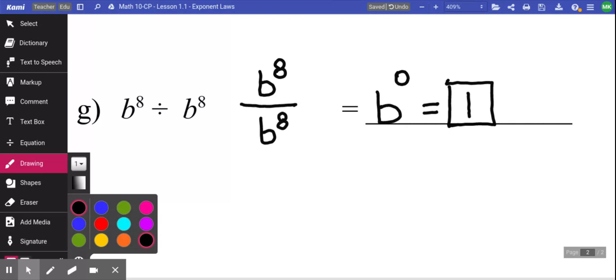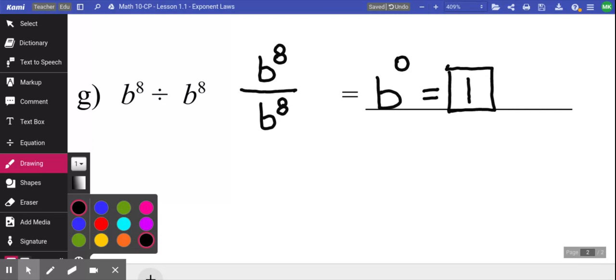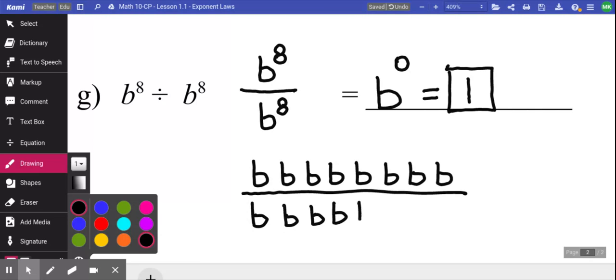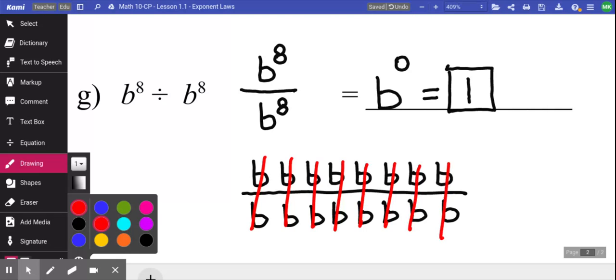If we want to write it out to kind of see how it goes, b to the power of 8 means there's 8 b's. 1, 2, 3, 4, 5, 6, 7, 8. Divided by, on the bottom, there's another 8 b's. 1, 2, 3, 4, 5, 6, 7, and 8 b's. These would all pair up and cancel each other out. These b's would cancel these ones, these ones, these ones, these ones, these ones, these ones, these ones. So there's 0 left.